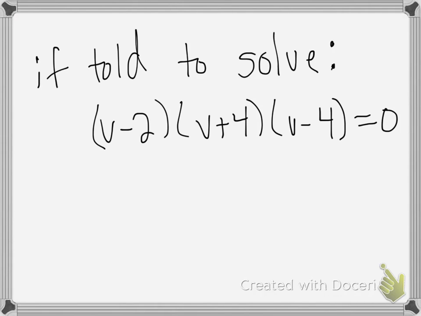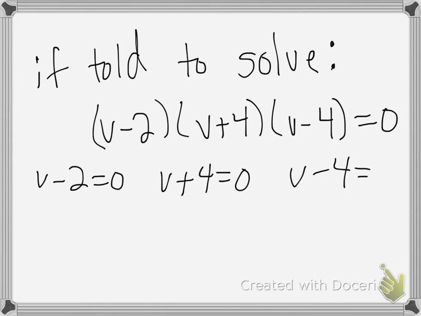You guys remember the zero product property? You probably remember hearing me say that, but you may not remember what it is, right? So, I've got three things being multiplied together, and they equal 0. If that's the case, I know one of them must equal 0, or all of them equal 0. So what I need to do is set each factor equal to 0 and solve those three equations. So v minus 2 equals 0, v plus 4 equals 0, v minus 4 equals 0.